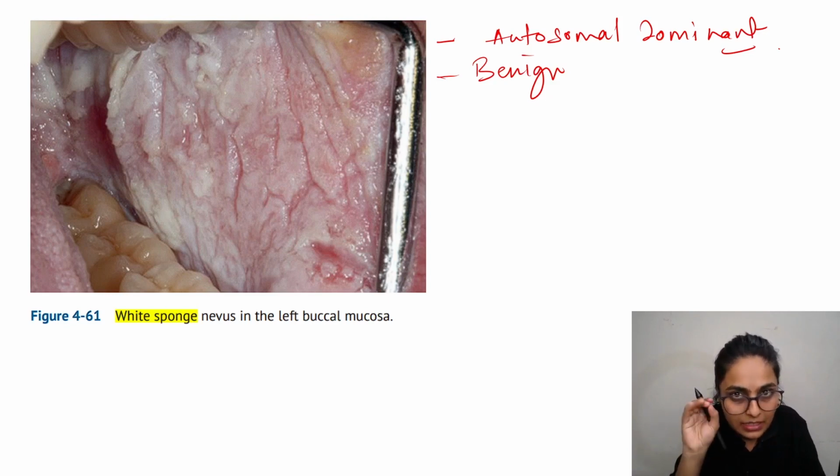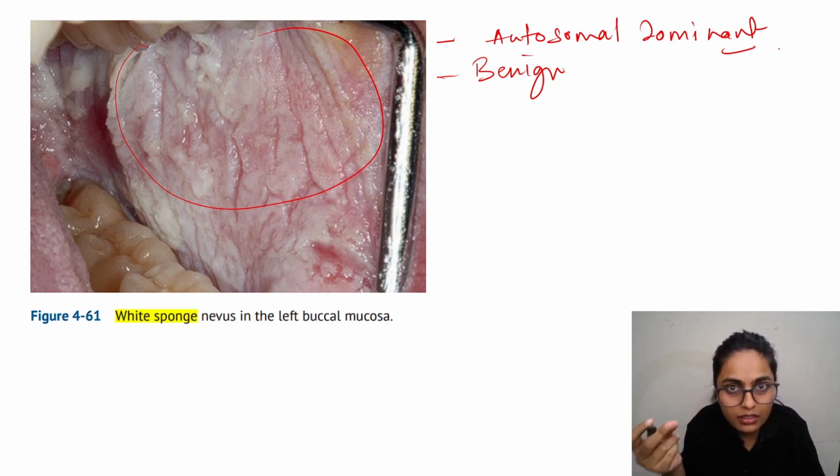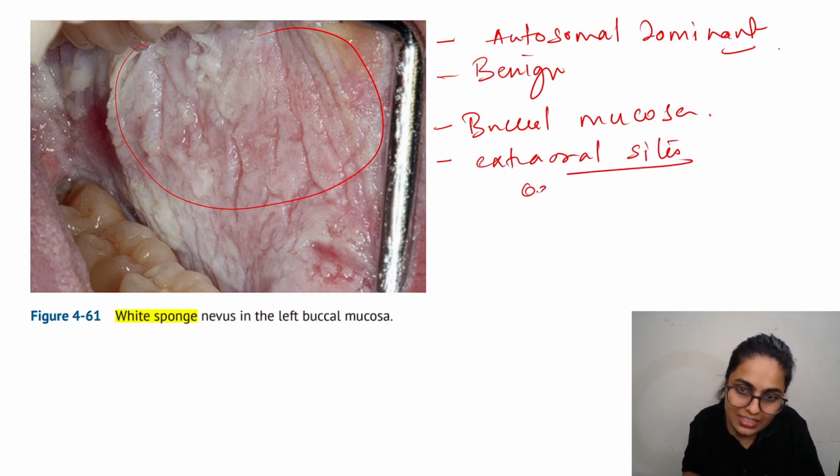Clinically, how will it look? It is basically a white lesion, elevated with an irregular surface, as seen in this image, with a wrinkled appearance and soft in texture. The most affected site is the buccal mucosa. It may also involve extraoral sites, which are the esophagus and anogenital mucosa.